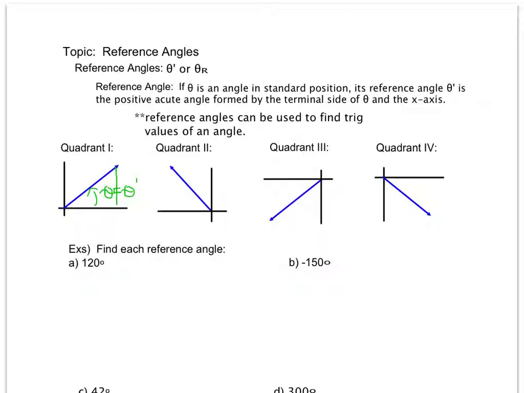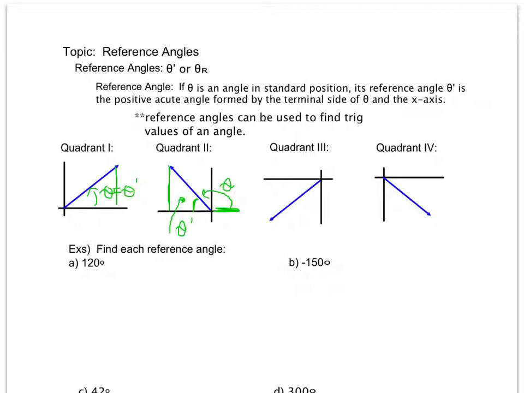However, notice in quadrant 2, if I start from my standard position, meaning I'm starting here at 0 degrees, and I rotate and stop here having this obtuse theta, I cannot turn that theta into an acute angle. It's an obtuse angle. So instead I'm going to take my terminal side and make this right triangle as my acute angle right here. And this acute angle is going to be my reference angle, theta prime. And again, I'm making that acute angle with the x-axis.